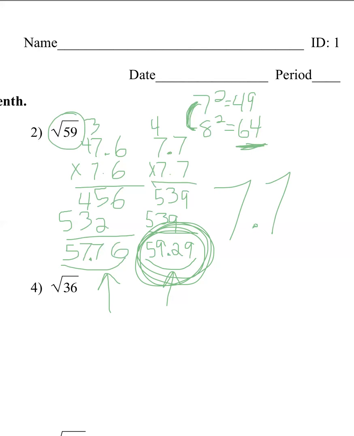All right, and then we'll just try number 4 real quick. Oh, lucky us. You already know this answer. What's the square root of 36? Oh, yes. Just 6. That one came out nice and easy.